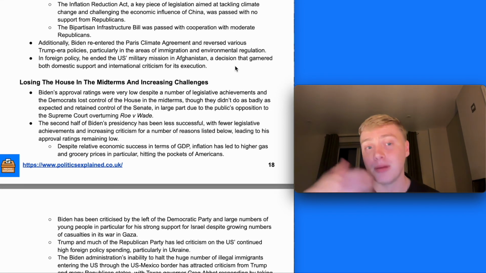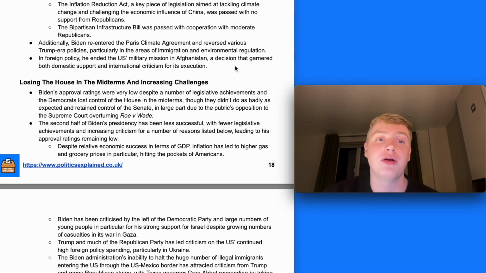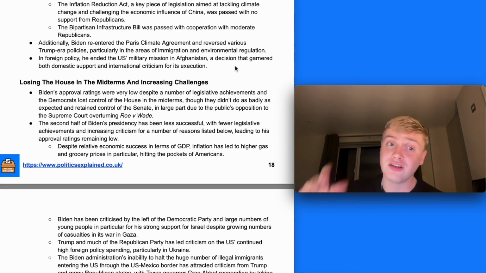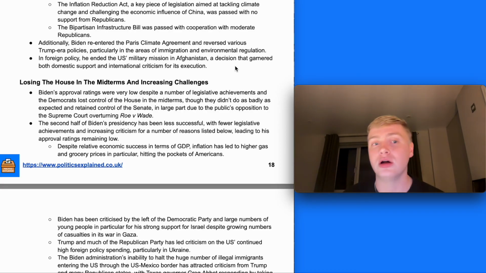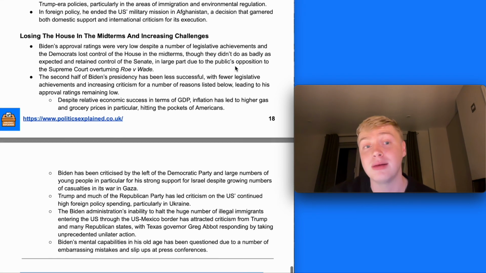Biden also re-entered the Paris Climate Agreement and reversed various Trump-era policies, particularly in the areas of immigration, environmental regulation, and in foreign policy, he ended the US's military mission in Afghanistan, which garnered domestic support but international criticism for how it was executed and its consequences with the Taliban coming back to power.